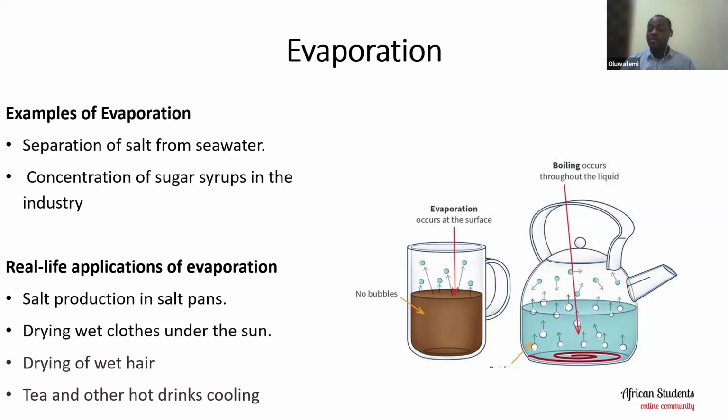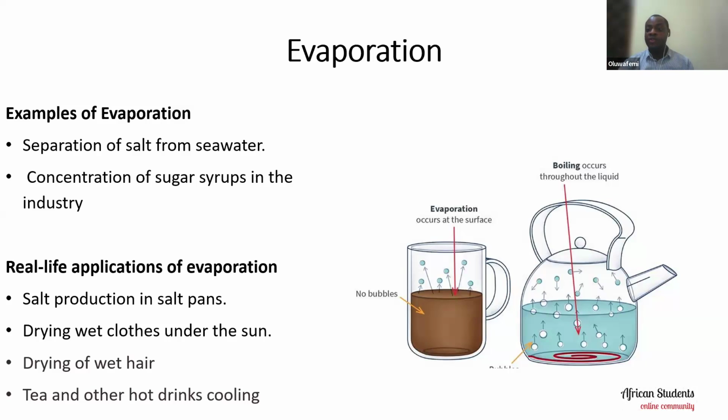Drying of wet hair. You wash your hair and you leave it for a while. I discovered that everything has dried. I was like, wow, this is interesting. The reason is because evaporation has taken place. The water that made the hair wet had gone up. It has volatilized and gone up into the atmosphere, leaving you with your hair being dry. So these are real life examples of evaporation.